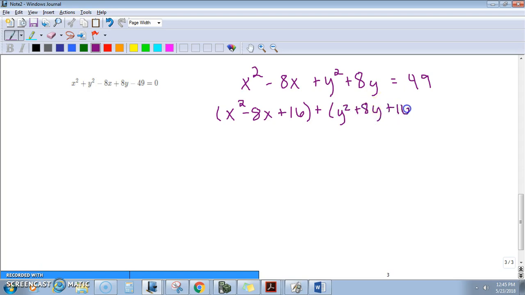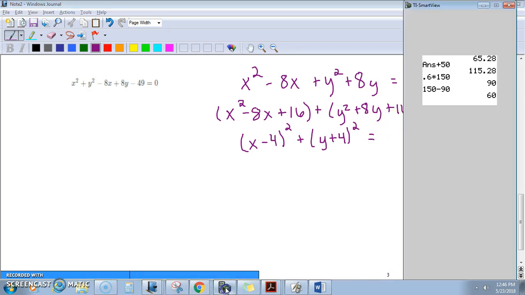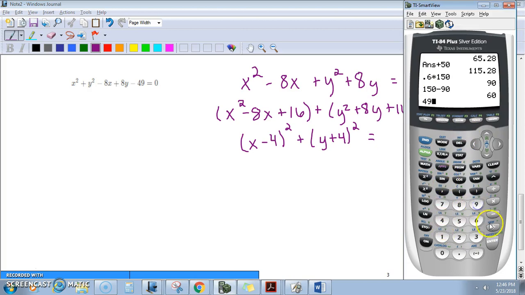And it's still going to be plus 16 here, right? So I've added 16 twice on one side. So I have to add 16 twice on the other side. And what this gives me is, if I factor this to be a perfect square, x minus 4 squared plus y plus 4 squared equals 49 plus 16 plus 16. Let's see. 49 plus 16 plus 16 is 81.